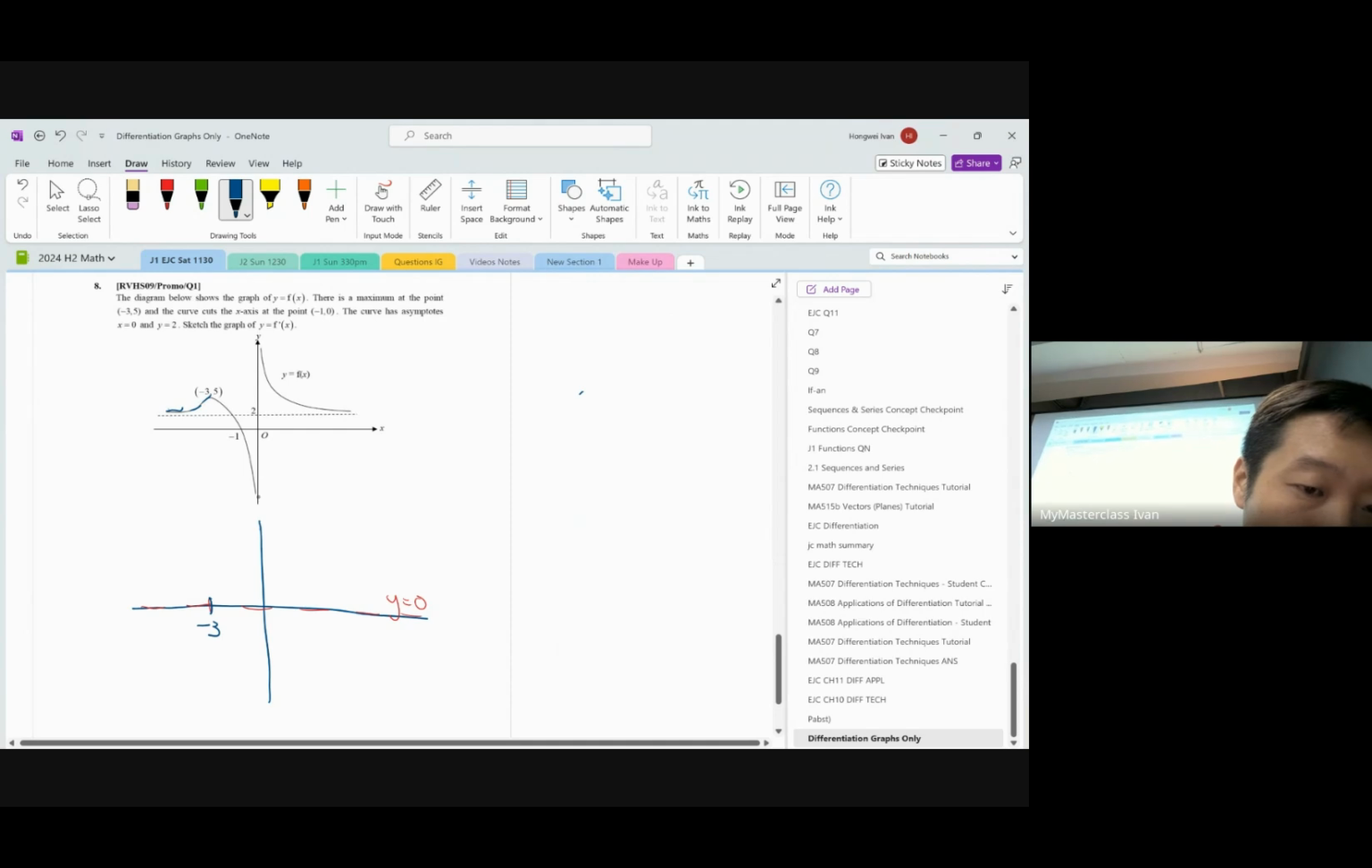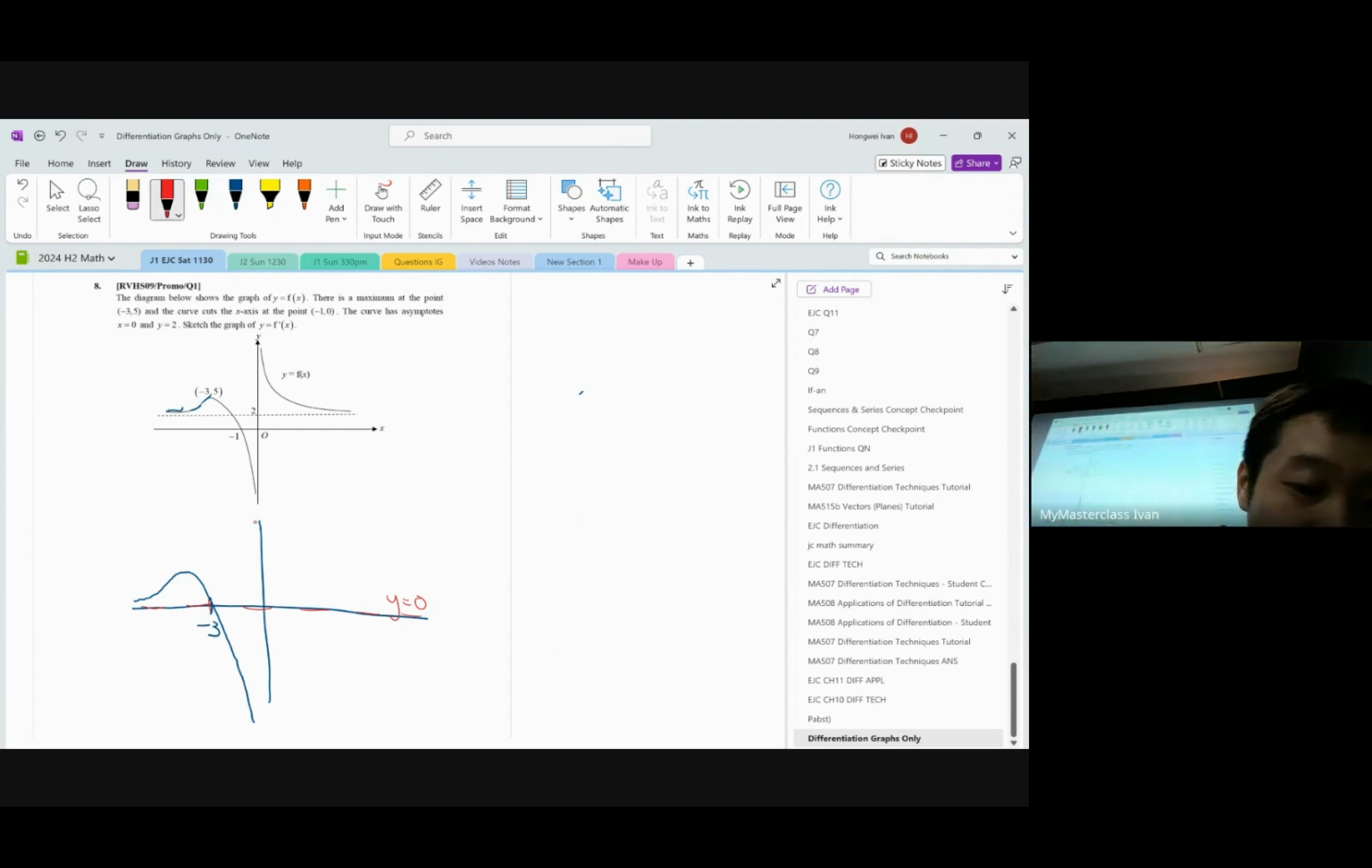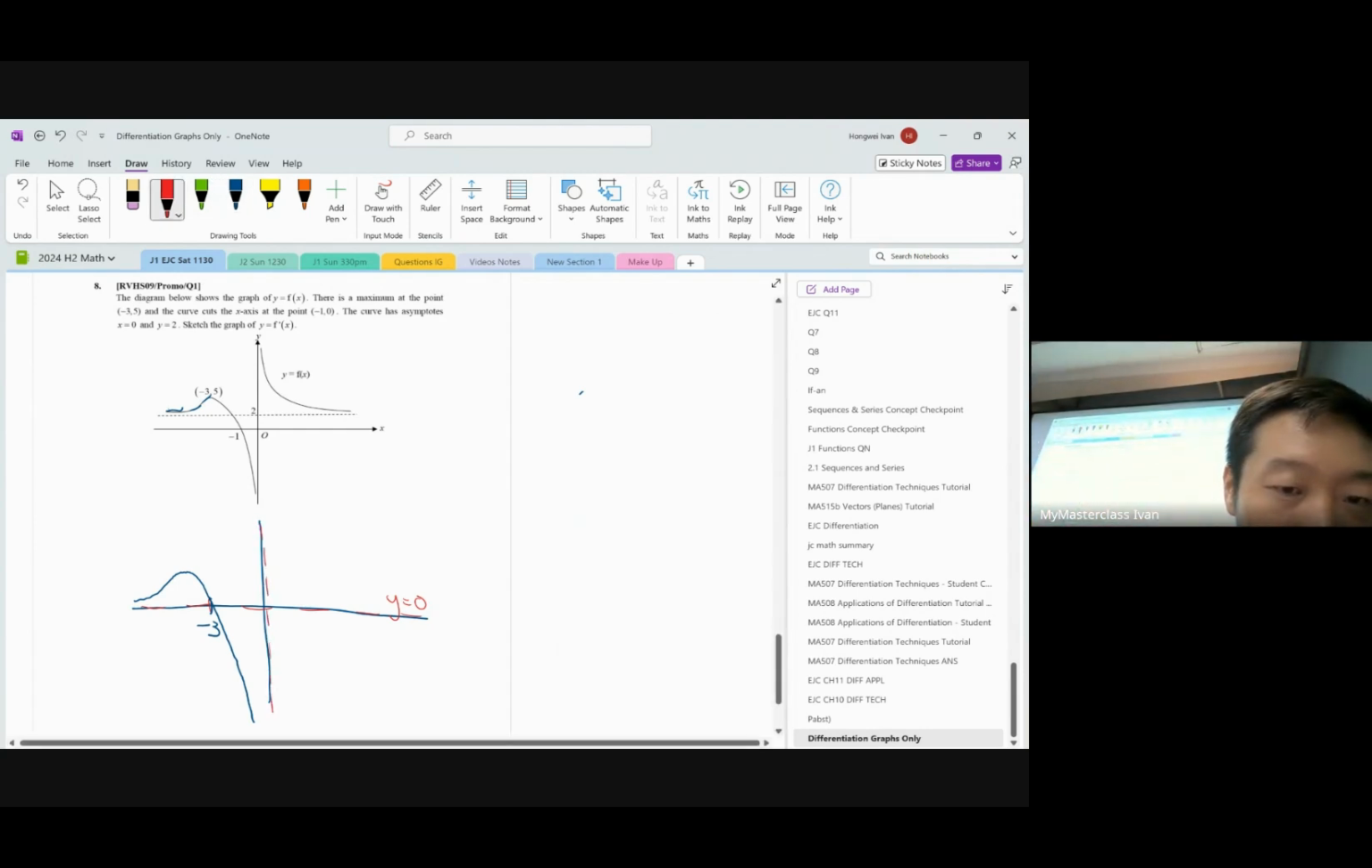Increasing. Okay, so you will increase to a certain value. I don't know, and you start to go down. Then there's actually a vertical asymptote down here. And then the other side, it will be negative infinity.